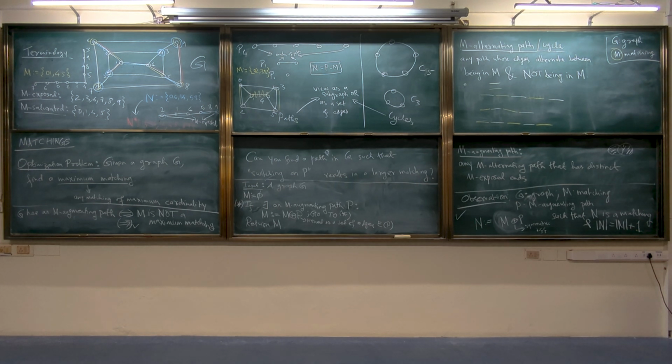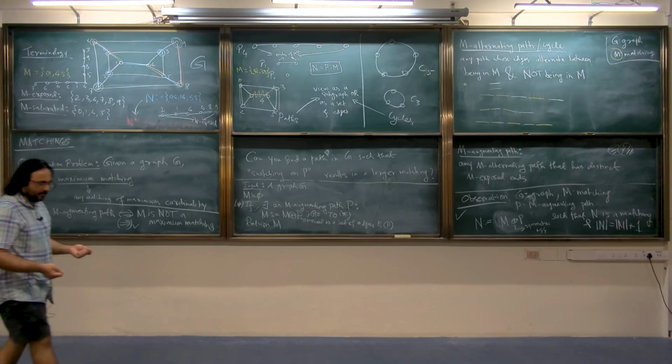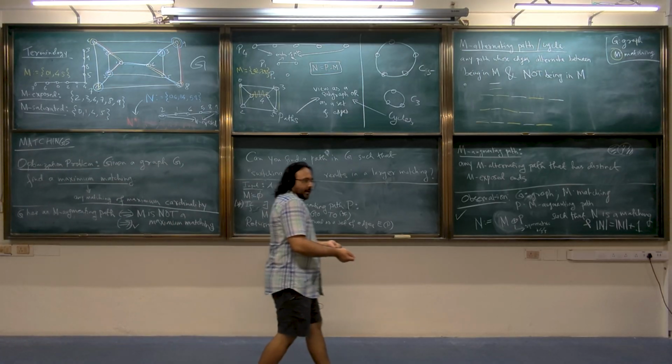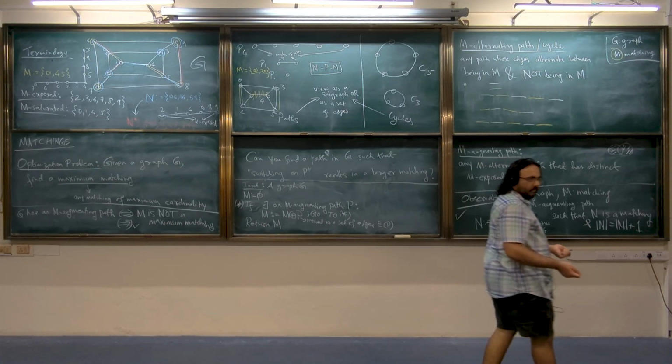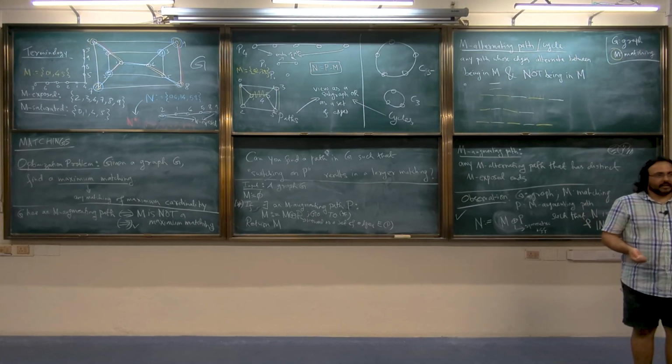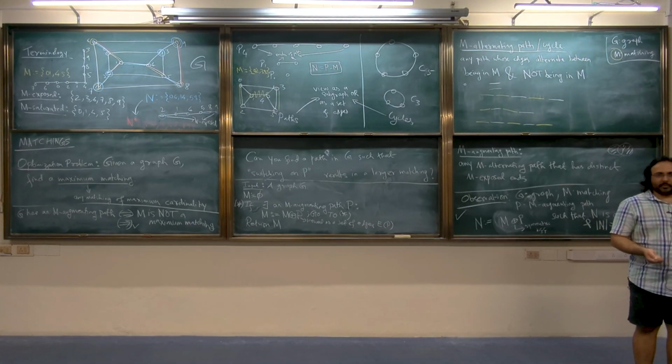Reverse is true or not? What does the reverse say? Reverse says that if it is not a maximum matching, then there is an augmenting path. If a given matching is not maximum, then there exists an augmenting path. Is that true? Well, some of you may know where this appears.